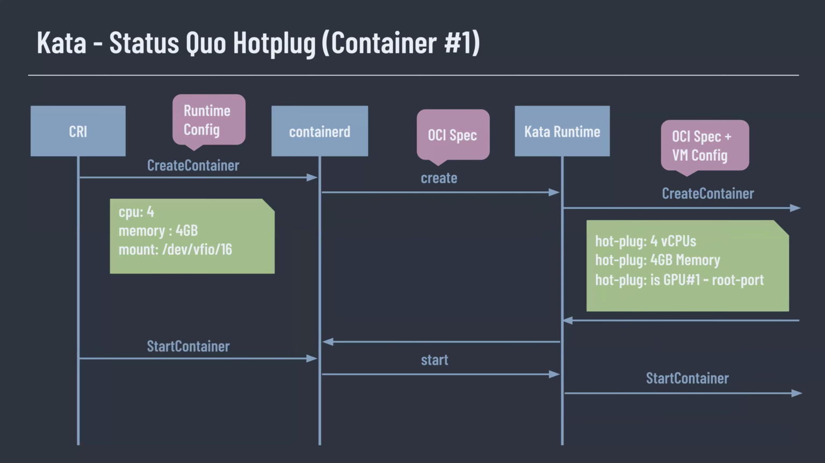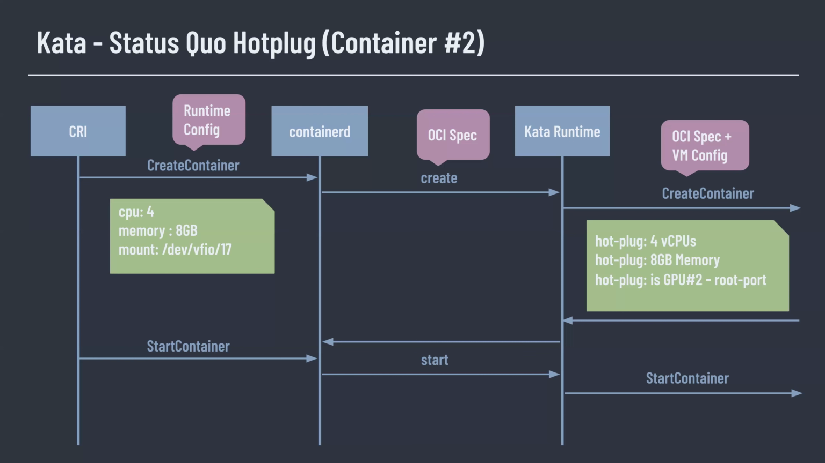So after the sandbox is created with the pause container, there's a new create container request. The container comes in with 4 CPUs, 4 gigabytes of memory, and a VFIO device, which means on the other end at the Kata runtime, we are hot plugging the amount of vCPUs, hot plugging the memory, and we are hot plugging the GPU at the first root port.